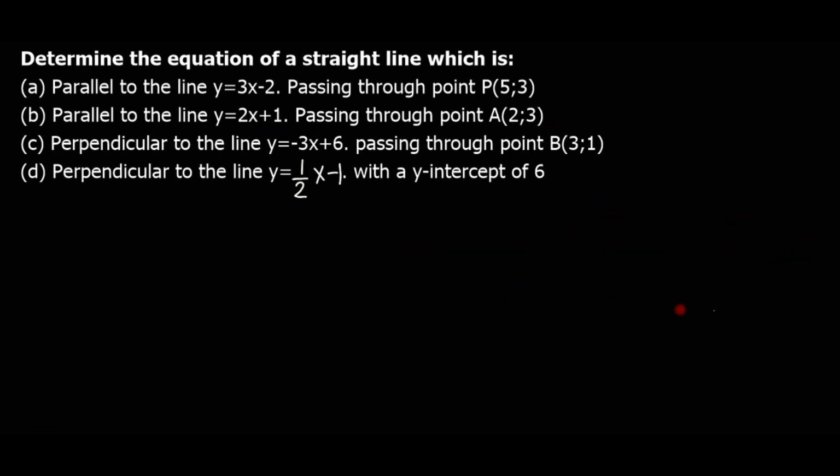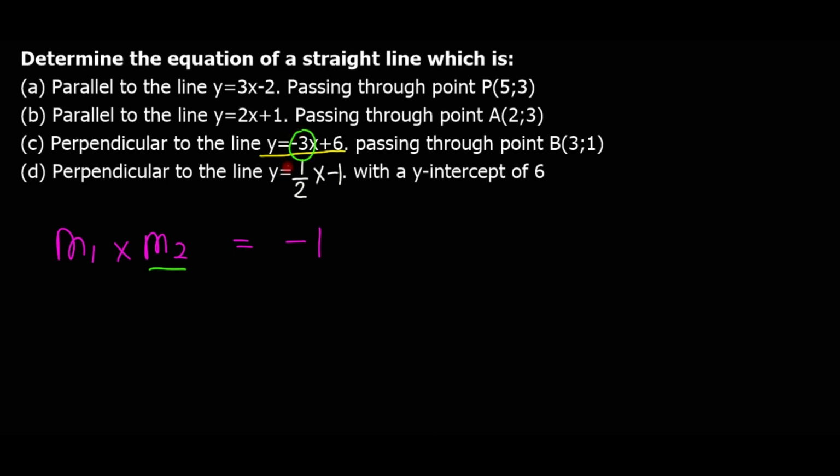And then what about part c? Part c, they gave us that this one is perpendicular to the line, and we need to find the equation. So we know that if they are perpendicular, the product of their gradients is equal to negative 1. Remember, m1 times m2 must be equal to negative 1, and then we need to find this gradient because we want to find the equation.